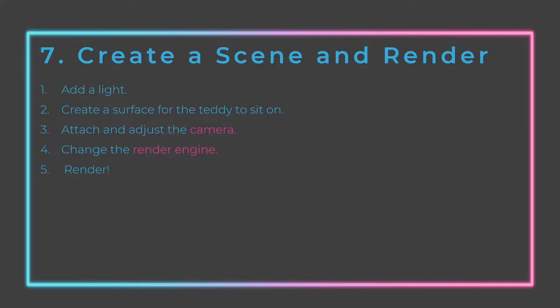Our last step will be creating a scene and rendering it. Rendering is basically taking a 3D view of your scene and processing that view into a 2D image. This involves your computer calculating where the light hits, so it's a heavy process, but don't worry. There are different render engines that you can choose based on your computer's power.